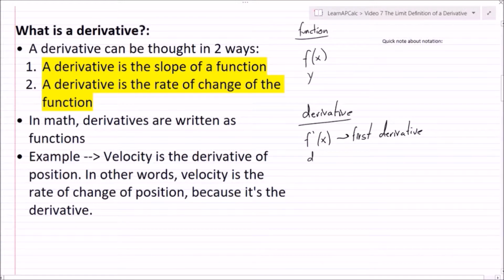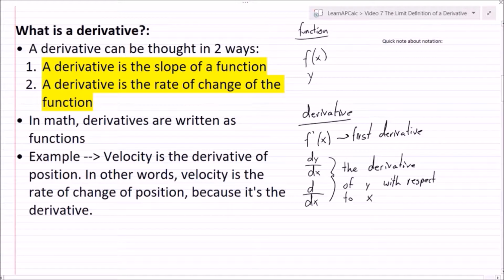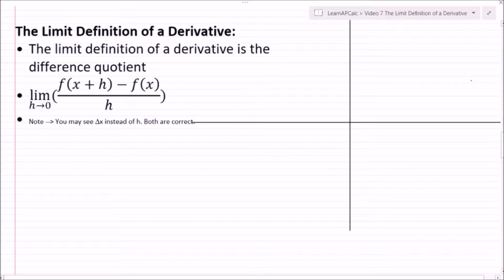For y equals, you can write dy dx, and you might also see d dx, and these simply mean the derivative of y with respect to x. So this is the derivative of y with respect to x. So these mean the same thing, but these are ways you might see a derivative written for the first derivative.